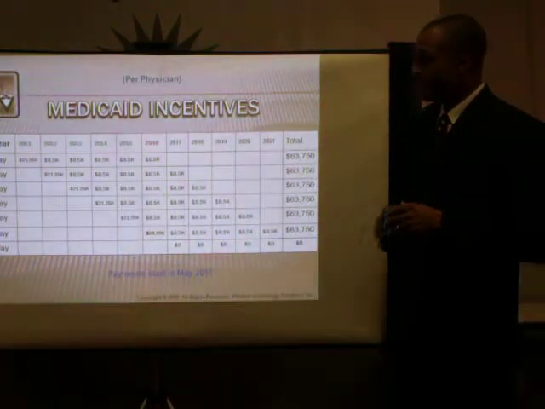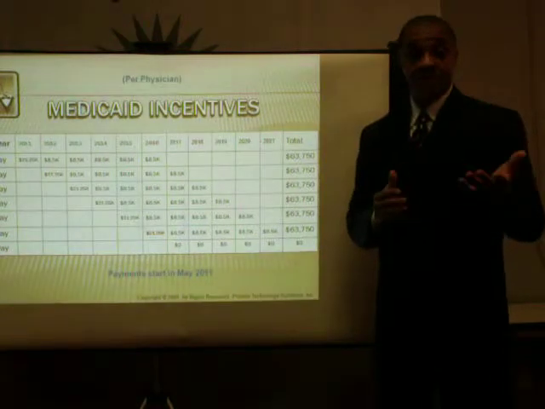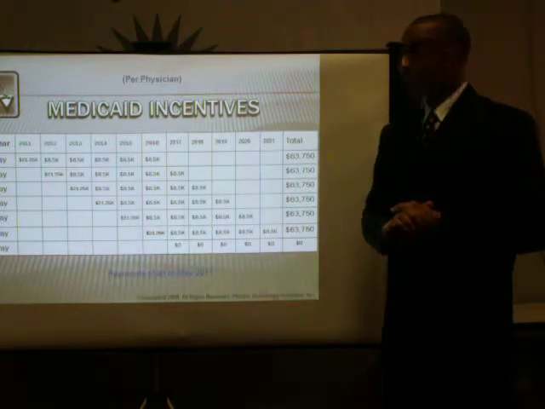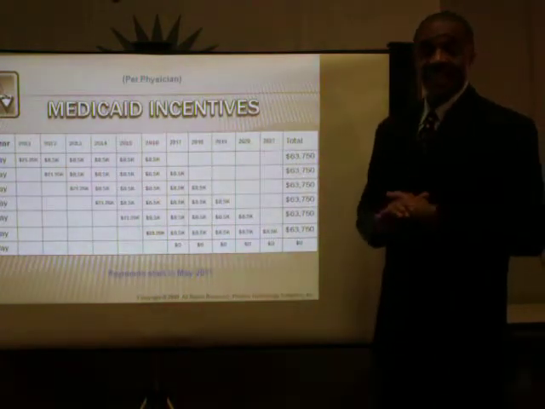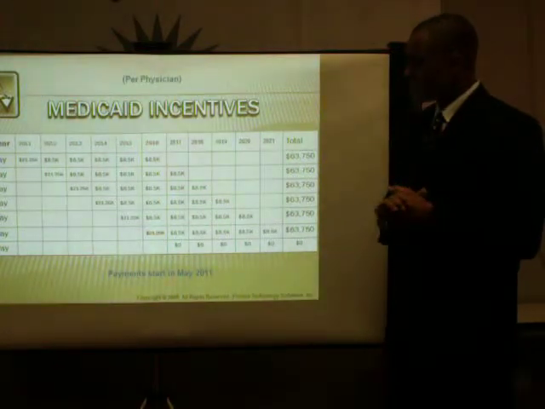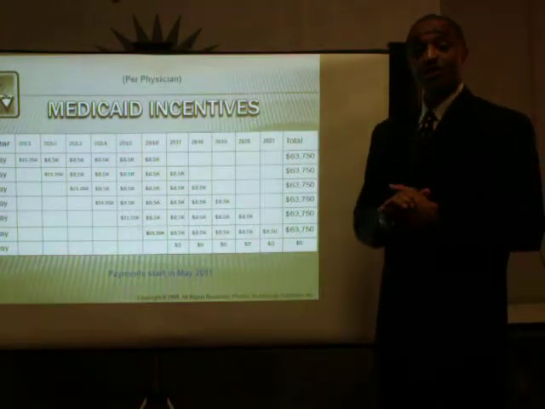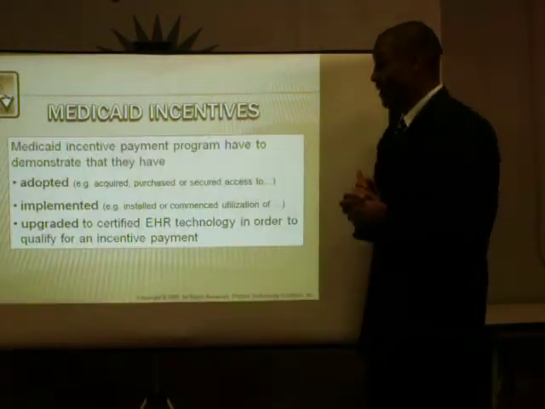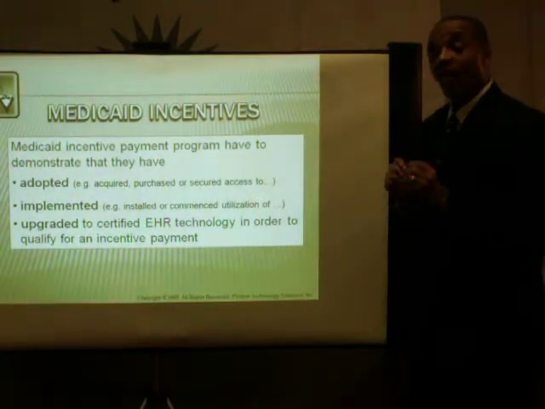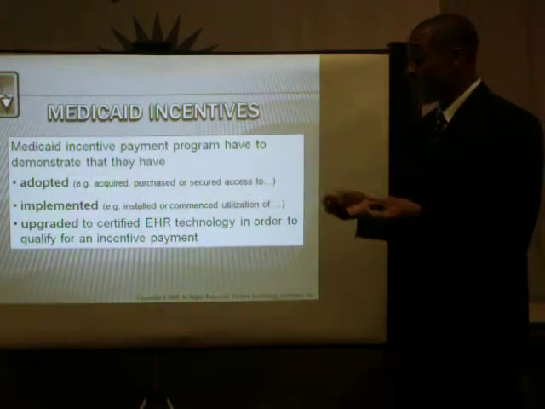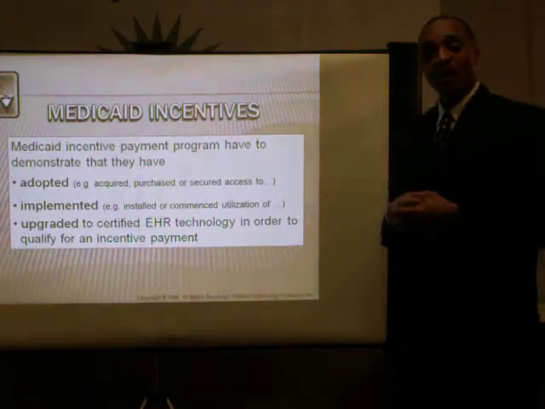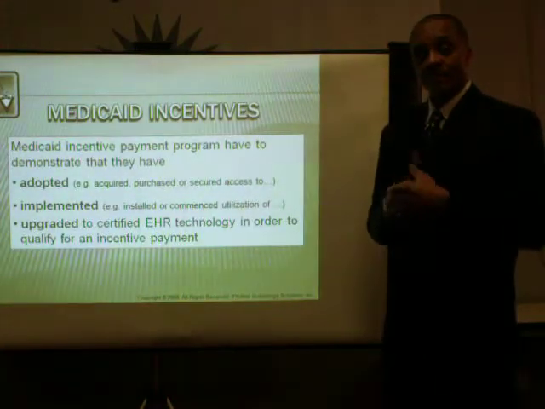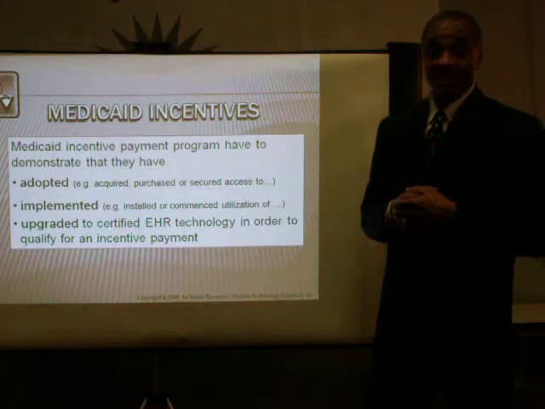Number one, you have until 2017 to become compliant, and if you do not become compliant by 2017, you will not be penalized, but you will not receive any incentive monies. Also, with Medicaid, there is no 90-day usage period for year 1. All you have to do is adopt, which broken down means you simply have to purchase a solution, and you will receive your incentive monies in May of 2011.